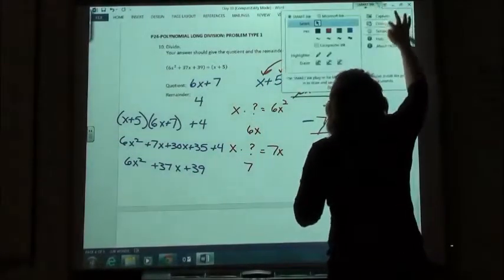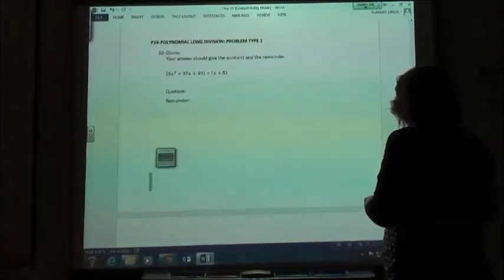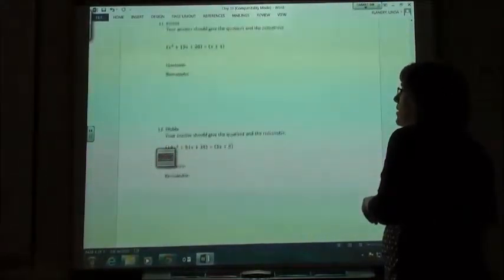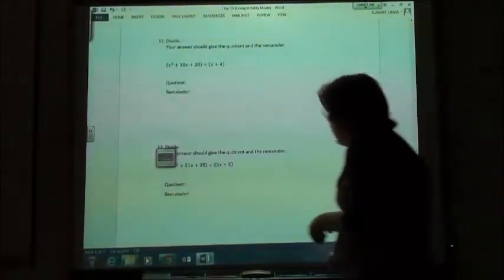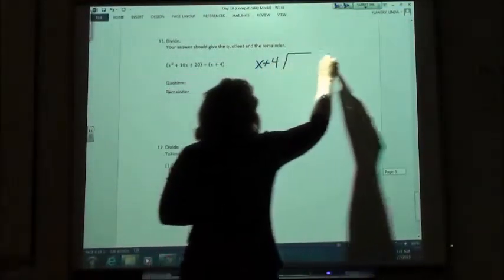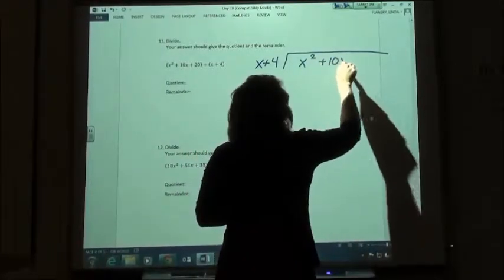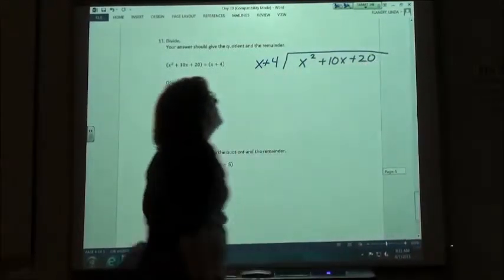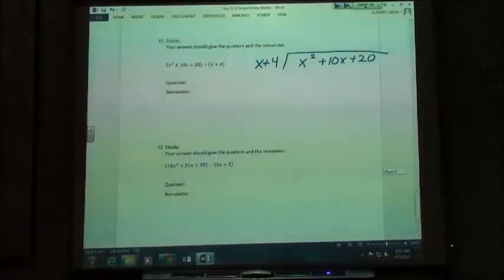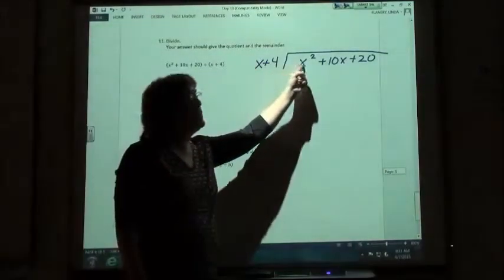All right. Let's check out the next two that we're doing long division on. So number 11. We are going to take x plus 4 and divide it into x squared plus 10x plus 20. Well, that's maybe a little easier one to do. Okay, so you're going to think about what do you take times the x to just get an x squared.